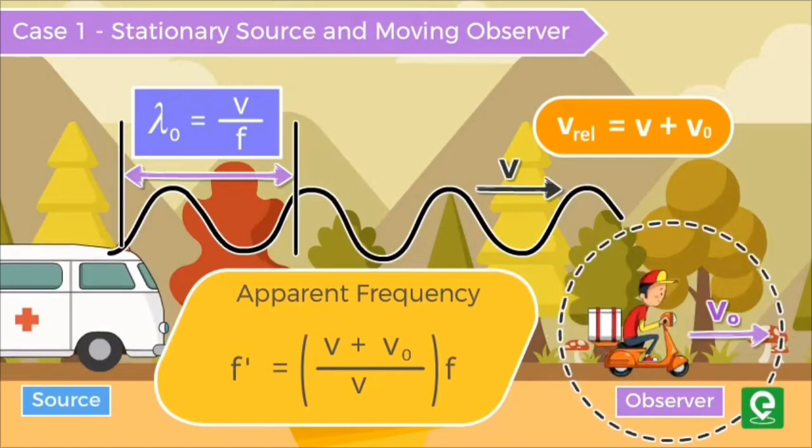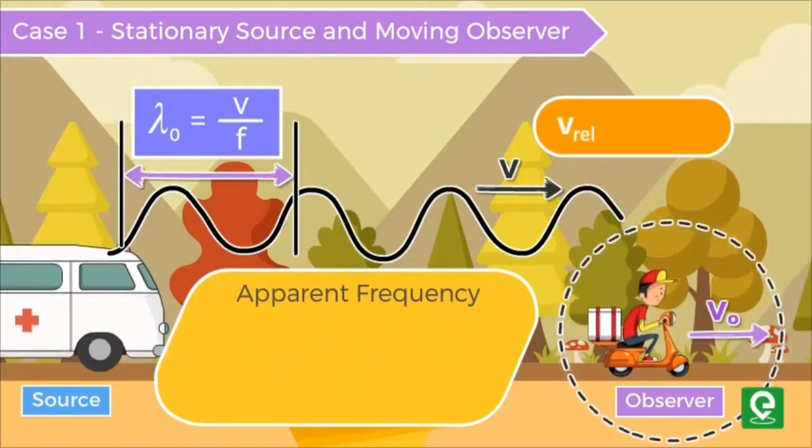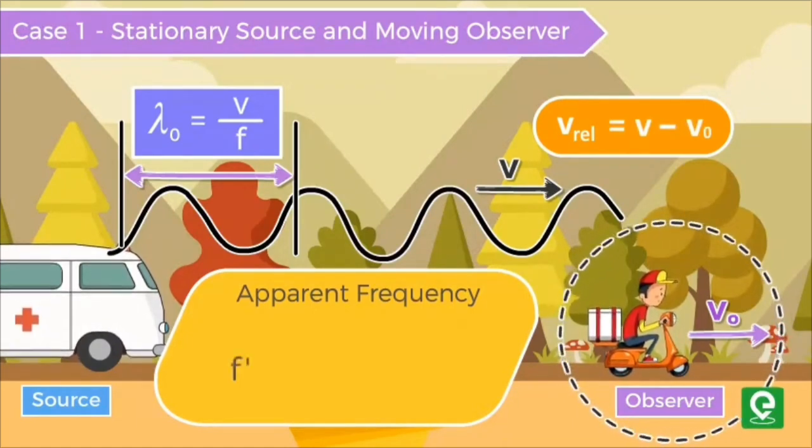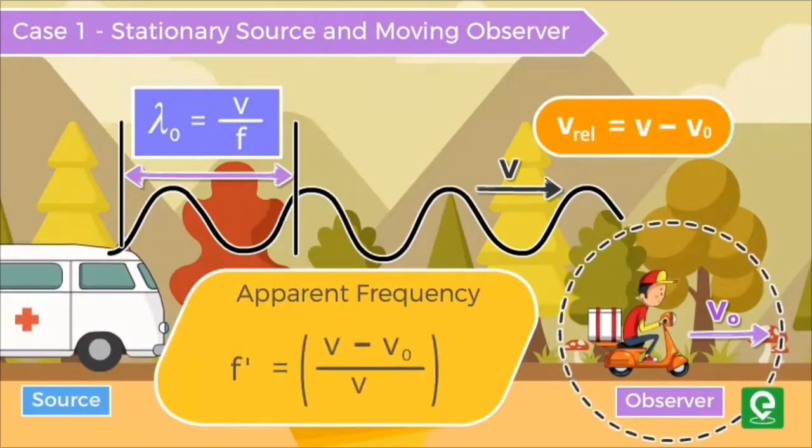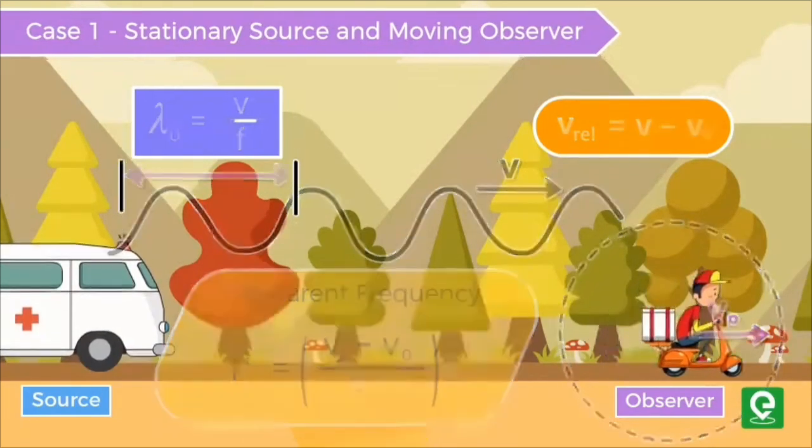Similarly, if the observer is moving away from the source with velocity v0, then the relative velocity of sound will be equal to v − v0, and the apparent frequency heard by the observer, f', is equal to ((v − v0)/v) × f.